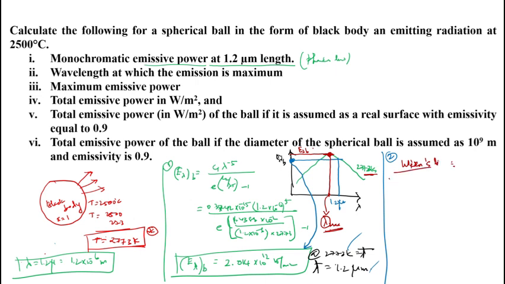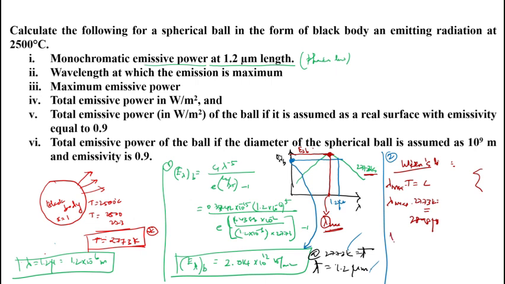Here this can be found: lambda max into T is equal to a constant. Lambda max into T, where T is equal to 2773 Kelvin. The constant is equal to 2898 micrometer Kelvin.